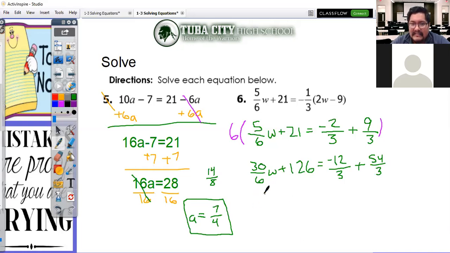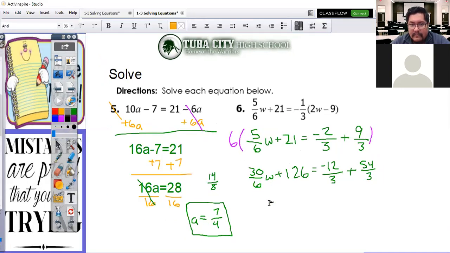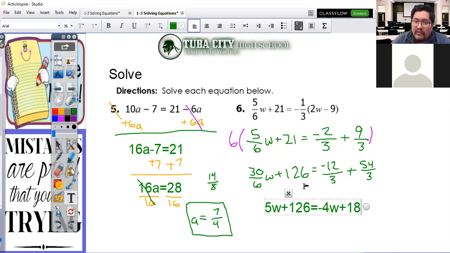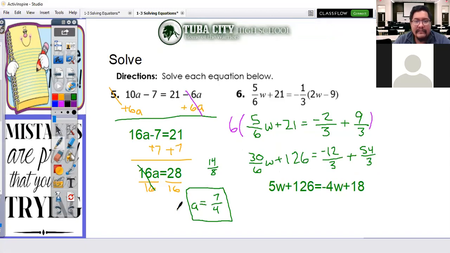So 30 divided by 6 is 5. Put the W on. And then we still have 126 equals, then here we have negative 12 divided by 3, which would be negative 4. Ooh, and I almost forgot the W on that one. Even though I was paying attention to the signs, I almost forgot the W, because if you look at the very, very top, there is a W there. Now 54 divided by 3, and that is going to be 18. And there we go, no more fractions. Fractions are gone.